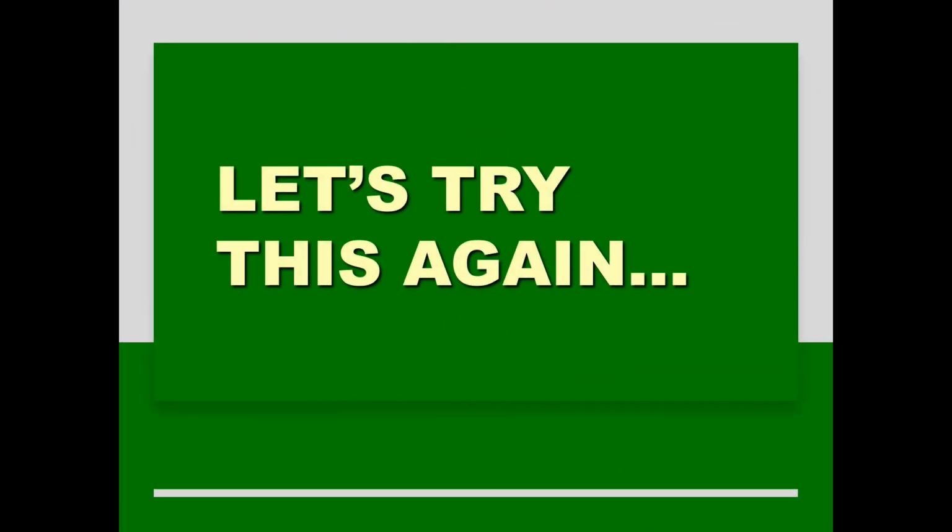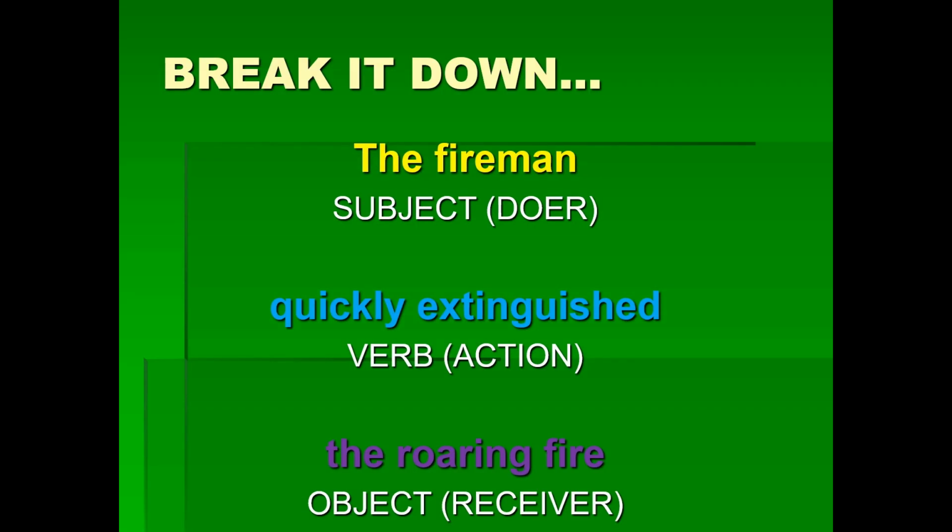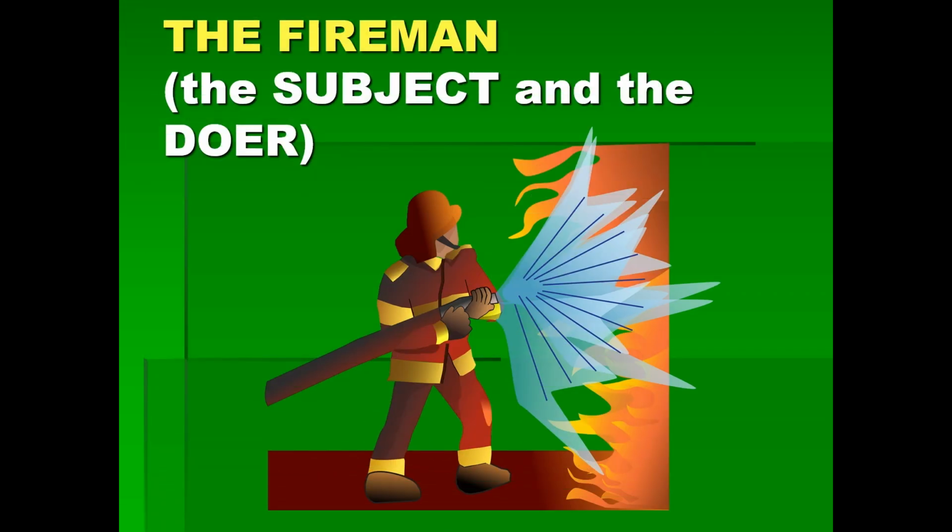Now let's try it again. Just to remind you, with active voice, the subject of the sentence is the doer of the action. Now let's look at this sentence. The fireman quickly extinguished the roaring fire. Now let's break it down. The fireman is the subject, the doer of the action.